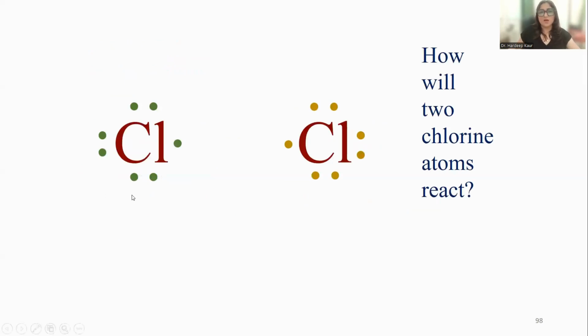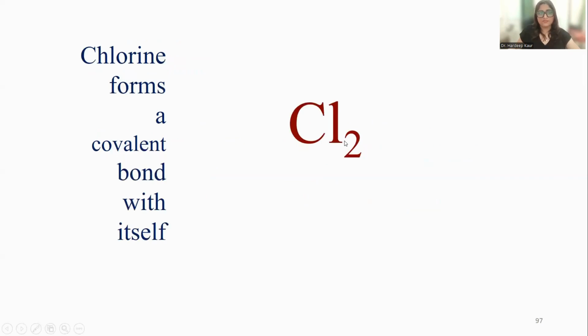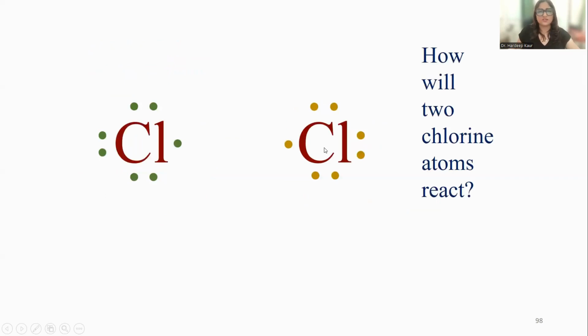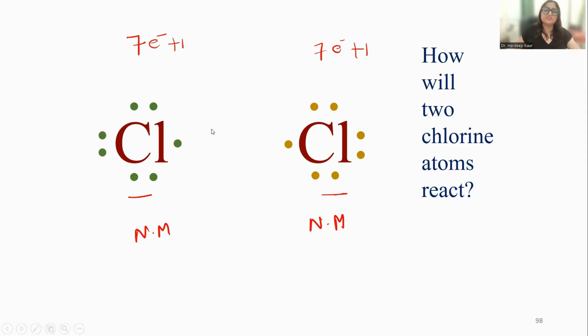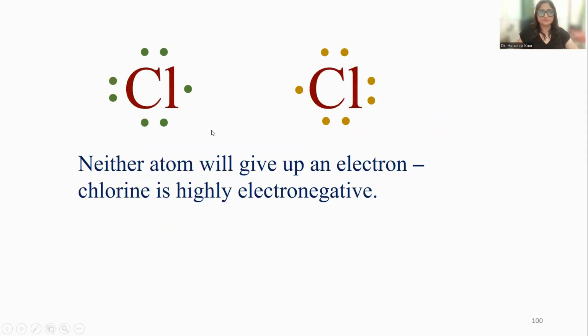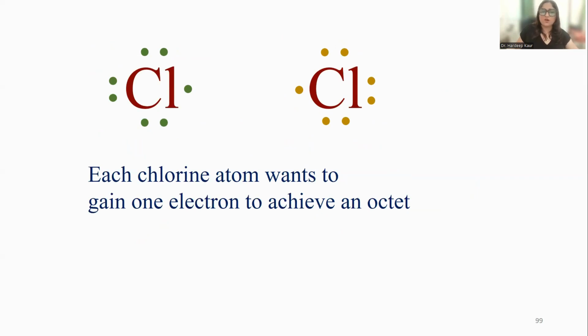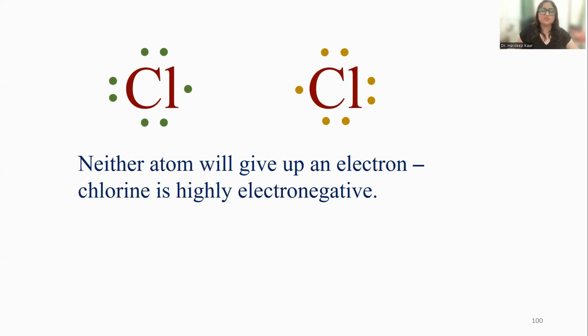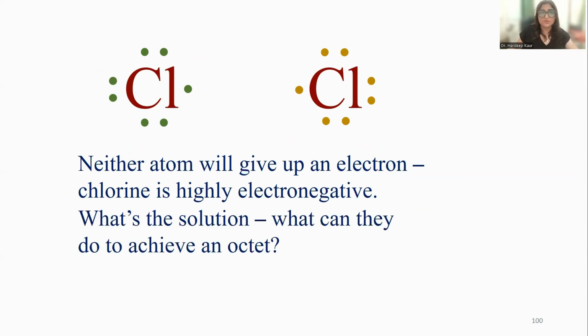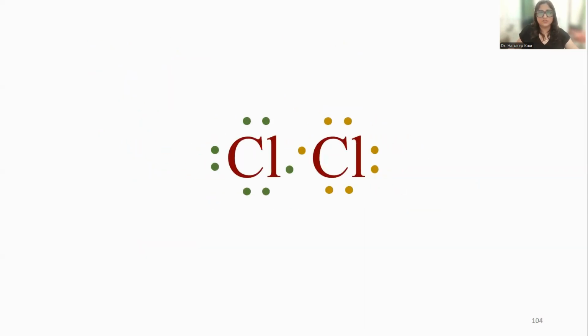If I take one example, how chlorine, Cl, forms a covalent bond with itself. You can check that both chlorines are non-metals. Each has 7 electrons and wants 1 more electron. So how will they share? Each chlorine wants to get 1 electron to achieve the octet. Neither atom will give up an electron, since chlorine is highly electronegative, both chlorines. So what to do? How can they achieve it? Simply by sharing the electron.